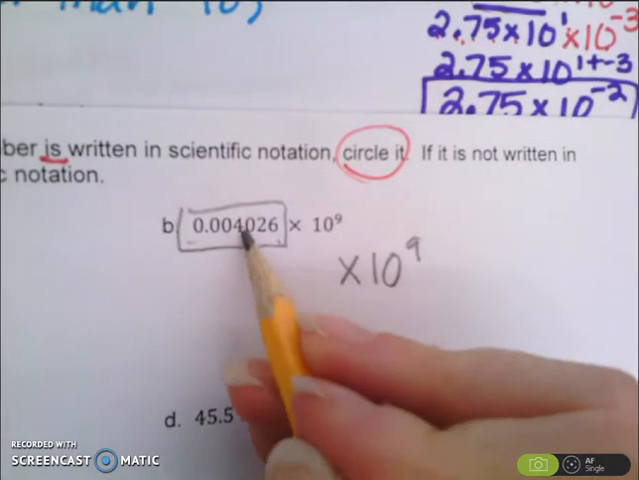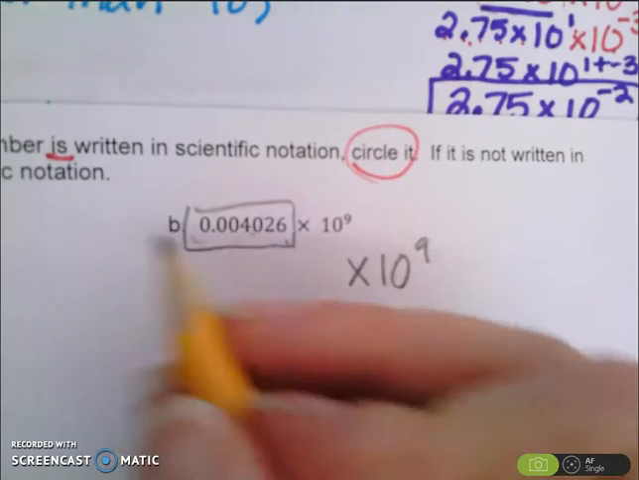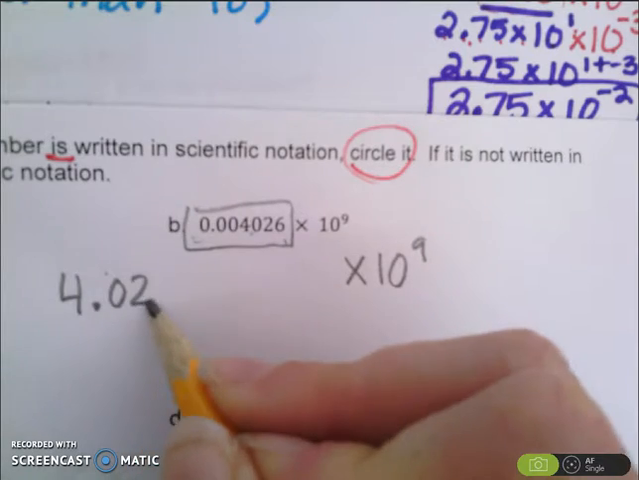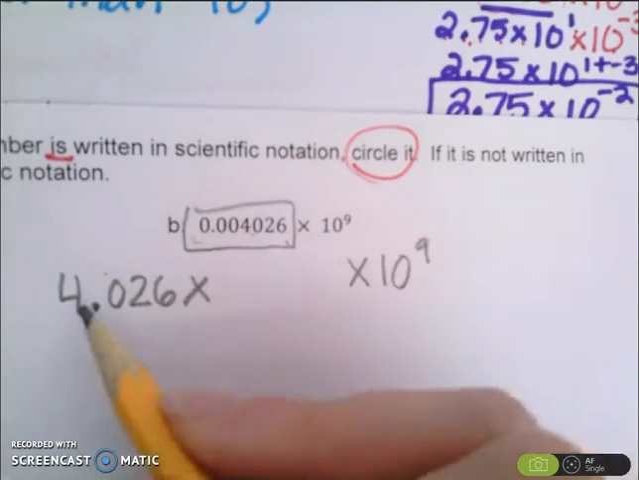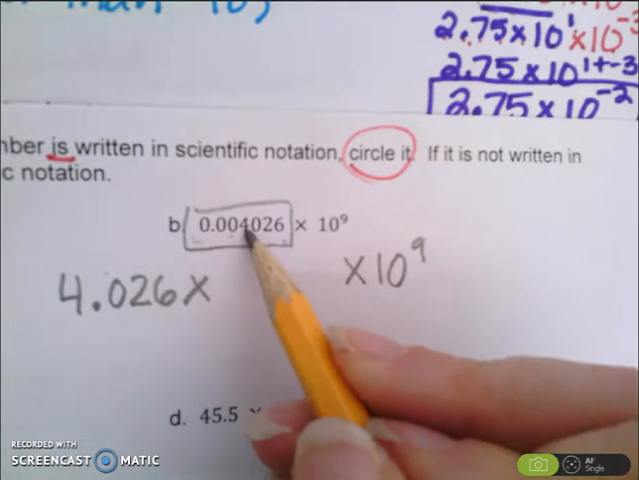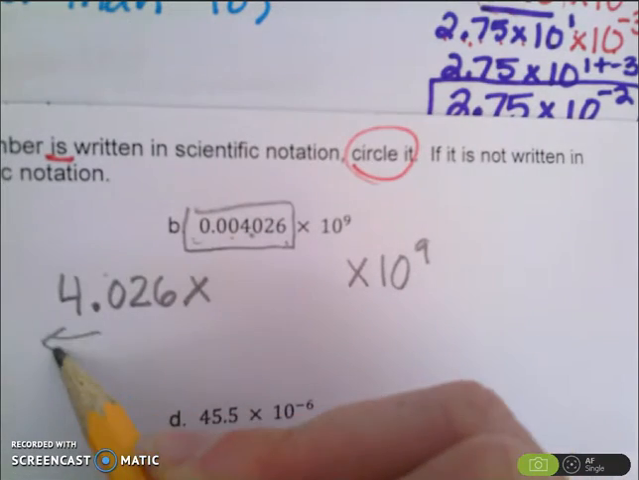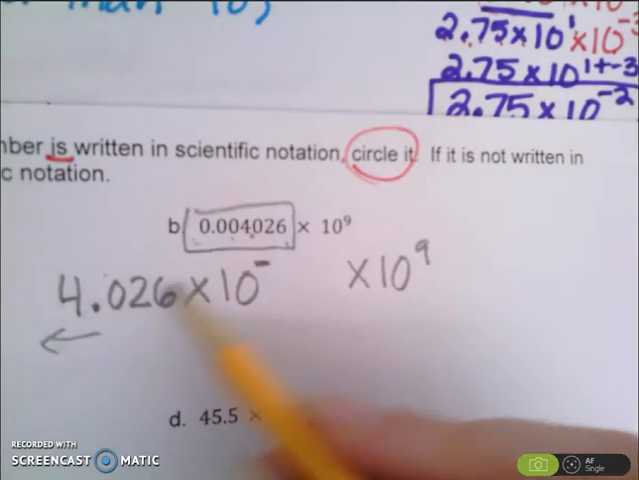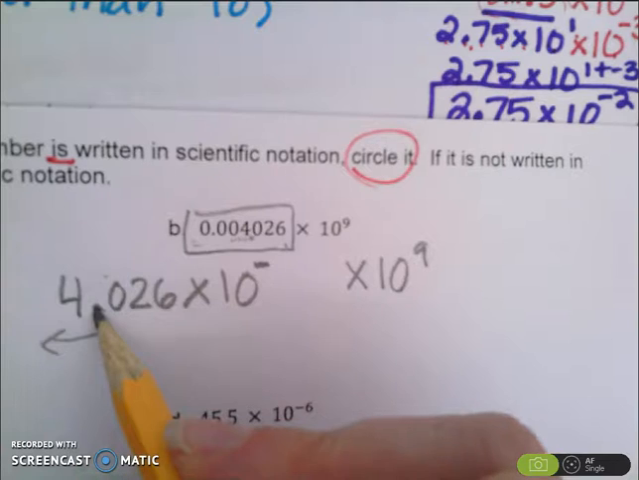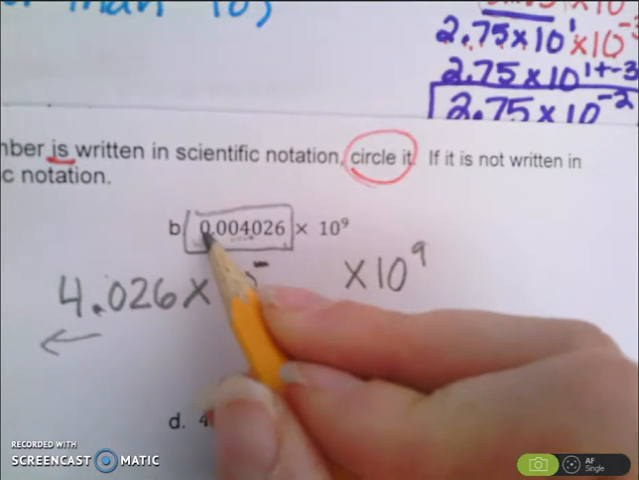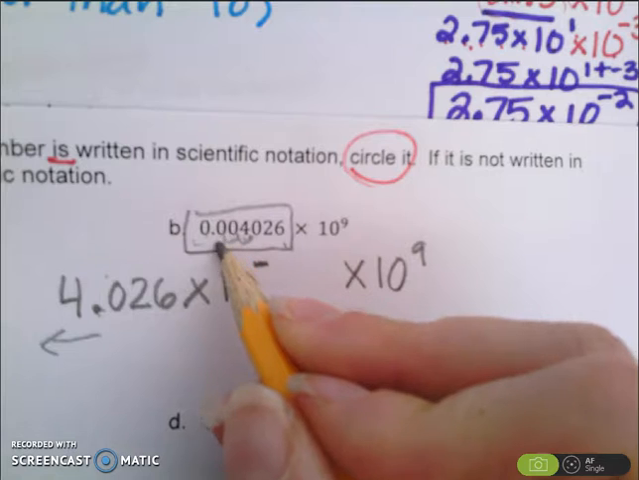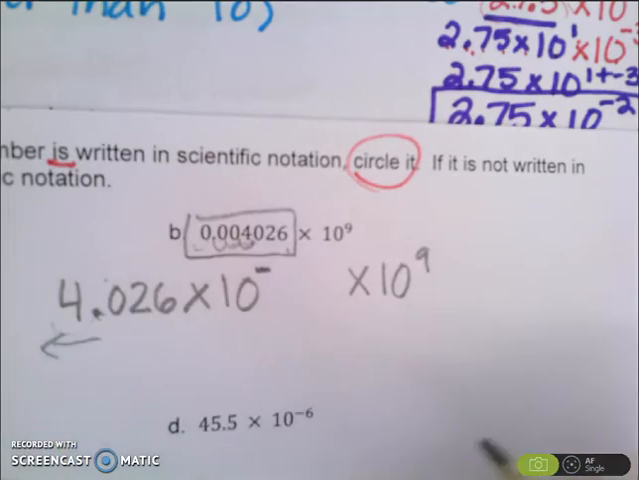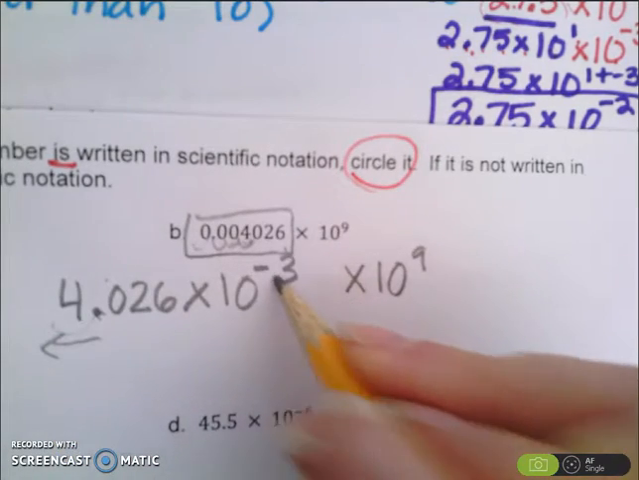Looking at this, if I want to rewrite this decimal in scientific notation, this is going to be 4.026 times, to go back to this number, I need to move this decimal point to the left. So I know I'm going to be multiplying by a negative number, because the original value was smaller than 4. So I'm going to move 1, 2, 3 decimal places to the left to get back to my original number. That means this is 10 to the negative 3rd.